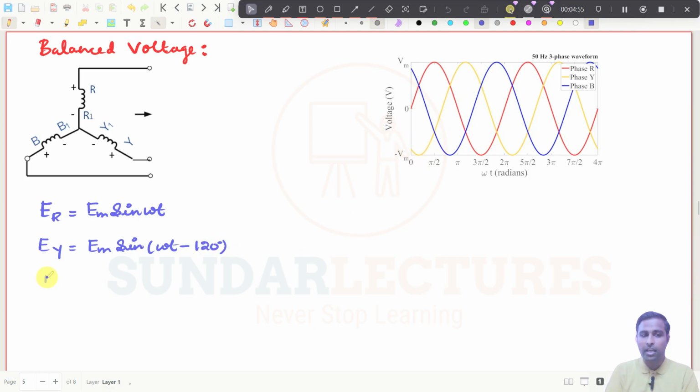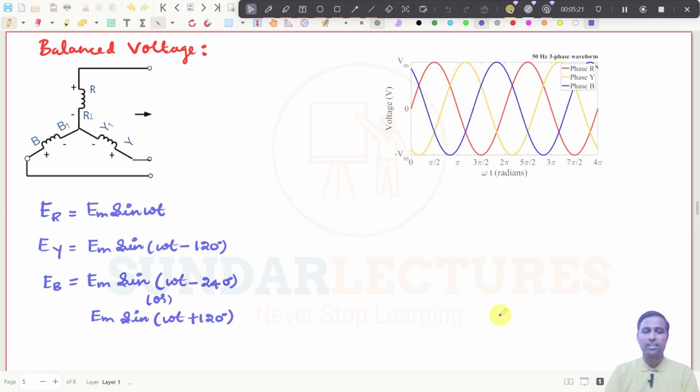This is minus 120 degree, and EB can be written as Em sine of omega t minus 240 degree, or you can write this expression as Em sine of omega t plus 120 degree. Both are same. Now you see, if you add all these values, E should be equal to ER plus EY plus EB. If you do so, this value becomes 0.